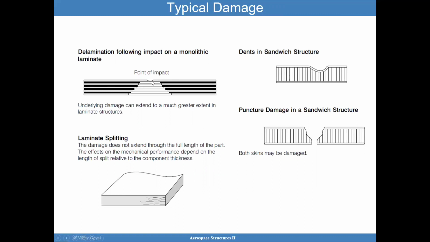Typical damage that could occur is, for example, impact damage, where at the point of impact you have localized damage, and then on the underlying surface there could be even more damage. So it's important to keep attention on that. That's for monolithic laminates. In a sandwich structure, you're going to get a local amount of damage, but you may get some core crushing. And then here you have a situation where the whole sandwich got punctured in this manner. Laminate splitting can also occur, and it can degrade the mechanical performance relative to the thickness that you may have.